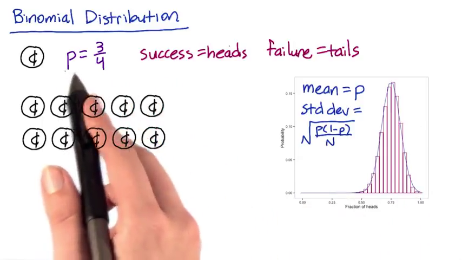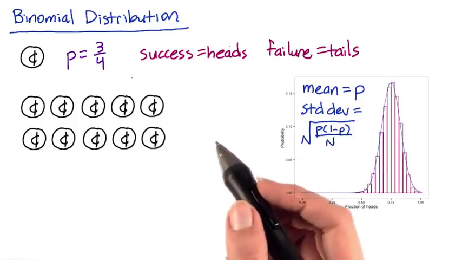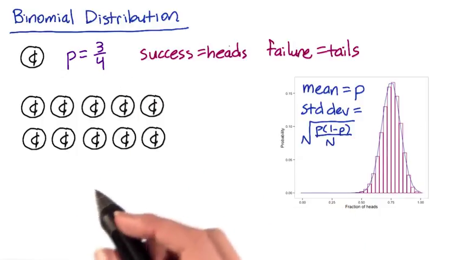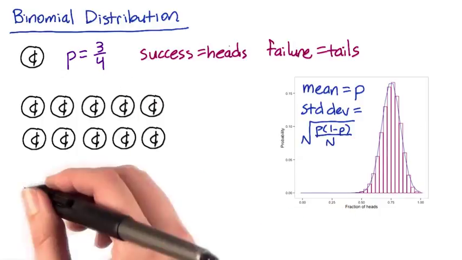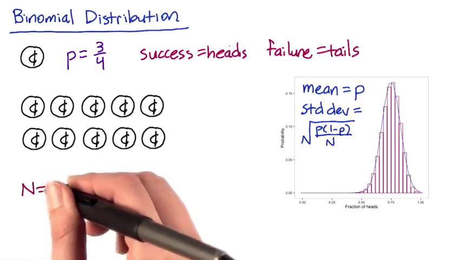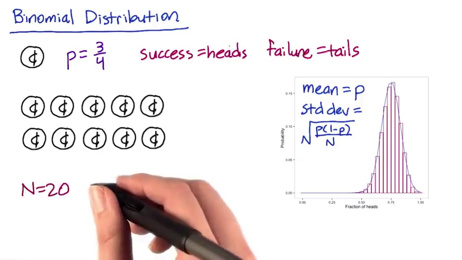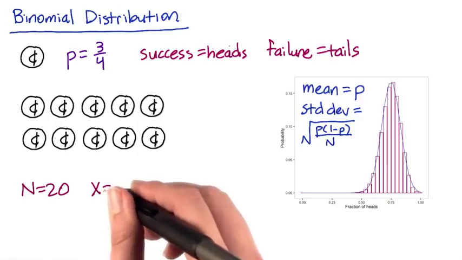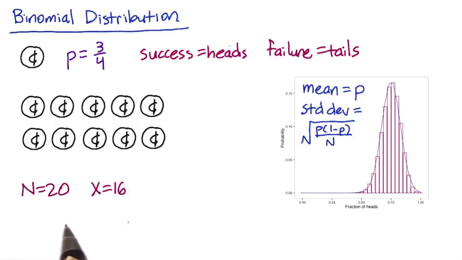Now in this case, we assumed that we knew the probability that the coin would come up heads. Let's instead consider a case where we don't know that. We flip the coin 20 times, so n equals 20, and it comes up heads 16 times, which I'll call x. Now let's say we want to estimate the probability the coin will come up heads. That is, we want to guess the bias of the coin.